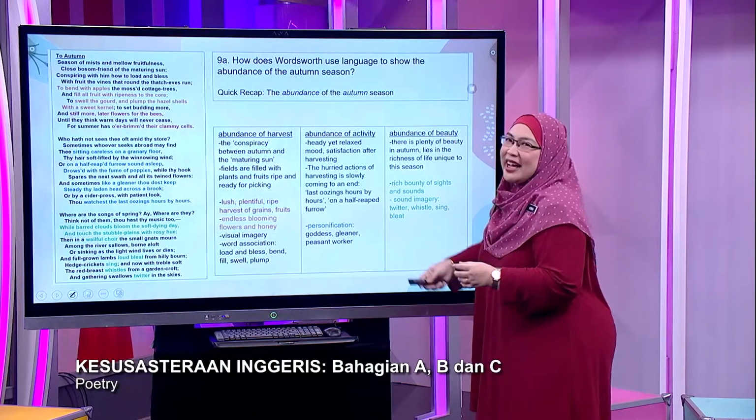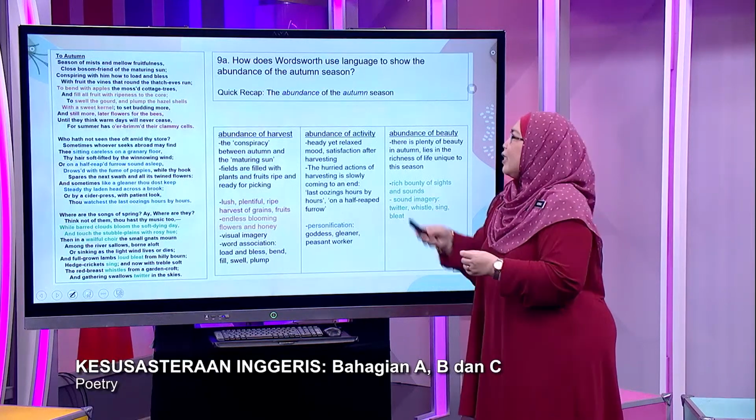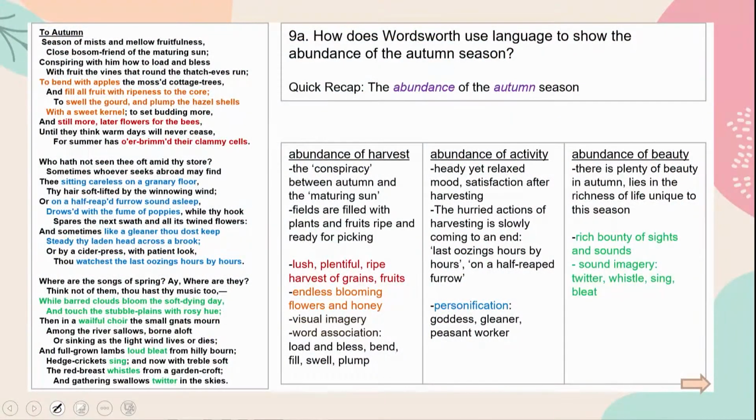What I've put here as an example is, let's just imagine Hanif is answering right now. To Autumn by Keats, and he gets the question, the abundance of the autumn season. Oh no, what do I do? The abundance that is seen in the autumn season as conveyed by John Keats, whether literal or figurative, is seen throughout the 3 stanzas.